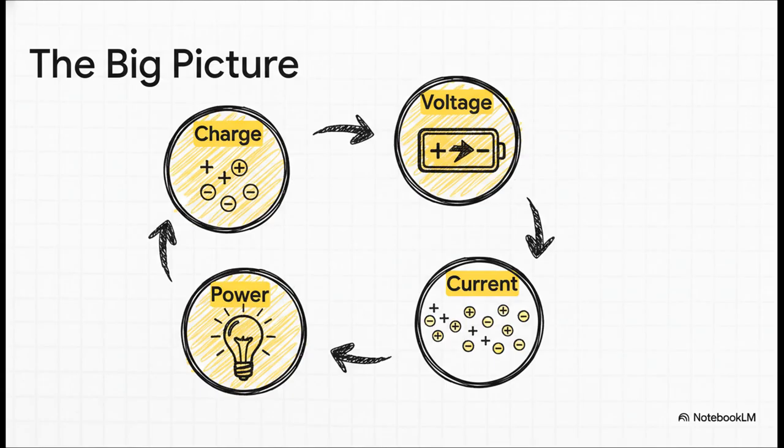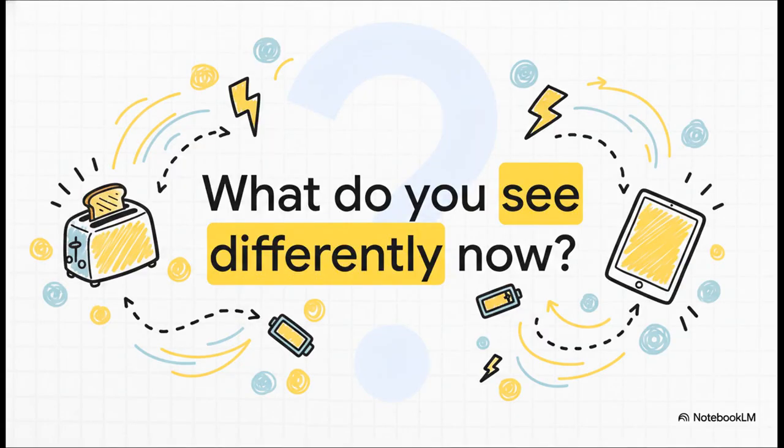So the big takeaway here is this simple four-step story. It all starts with charge, the particle. Voltage is the push that gets it going. That push creates a flow called current, and the result of that push and that flow working together is power. Every single electronic device in your life speaks this language of push and flow. Your toaster, your laptop, your car, all of it. So now that you understand the basic words, the basic grammar of electricity, what do you see differently?